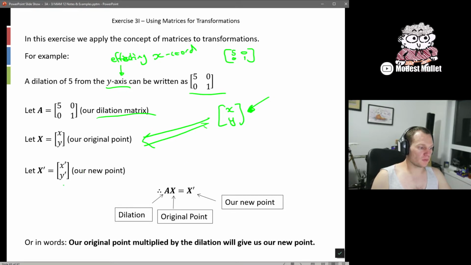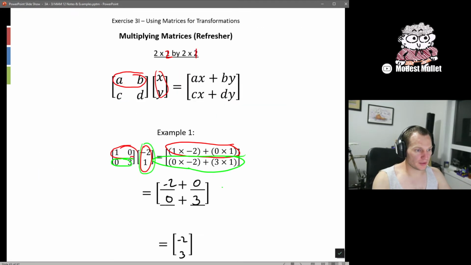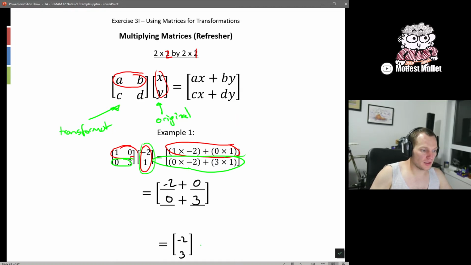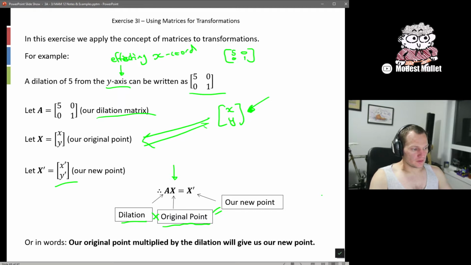And then we want to find what some new coordinate is. By applying the transformation to our original one, we can write it out like this, where we take our dilation matrix, multiply it by our original point, and if we then solve that matrix operation, we will find the coordinates of our new point. Hence why we had this refresher here, because this is going to be our transformation. This is going to be our original coordinates, whatever they may be. And once we get our answer, doing all that working out, this will be our new coordinates. So we can work through that.